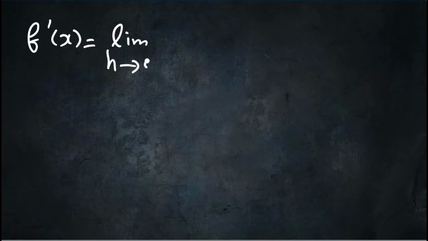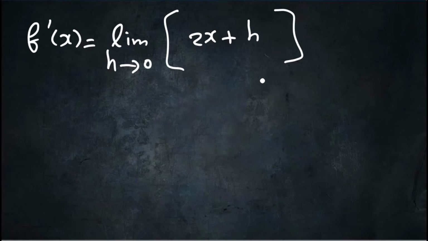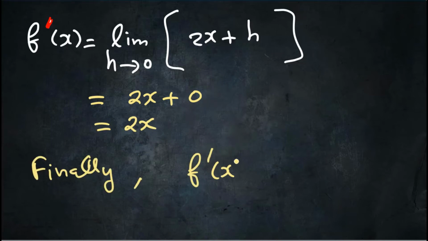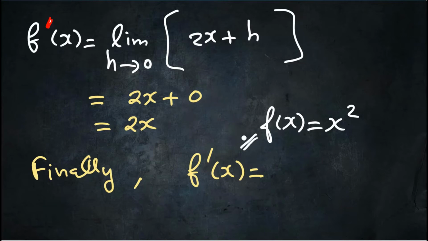F prime of x is the limit as h goes to 0 of 2x plus h, and as h goes to 0, when you see h you plug in 0 for h, and 2x plus 0 is 2x. The derivative of f of x equal x squared is 2x.